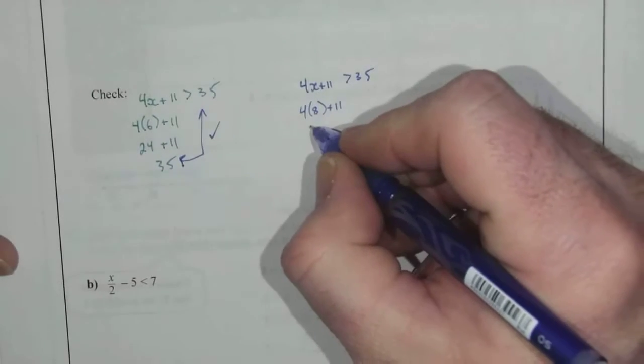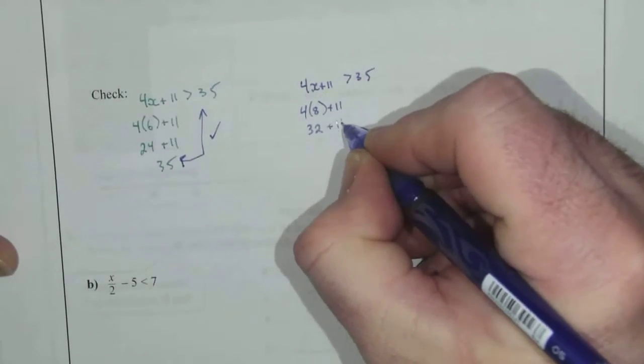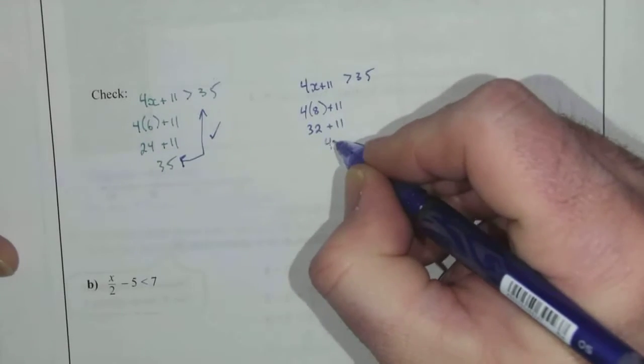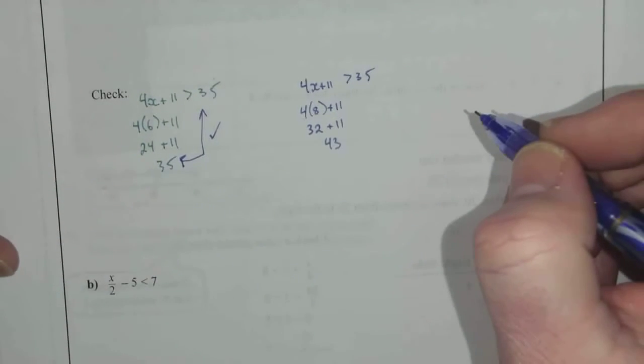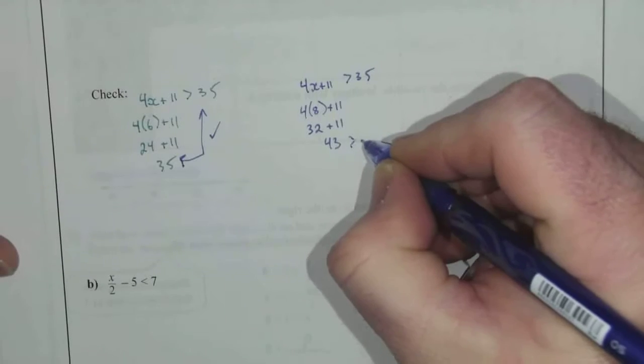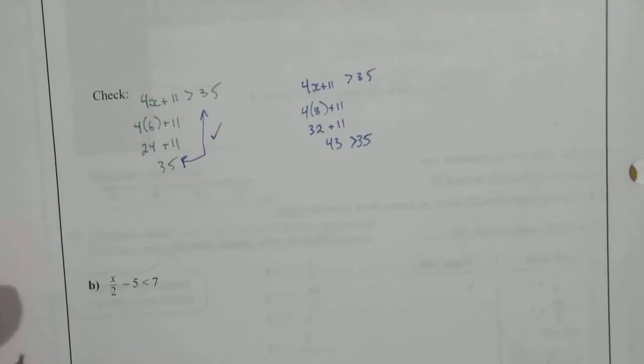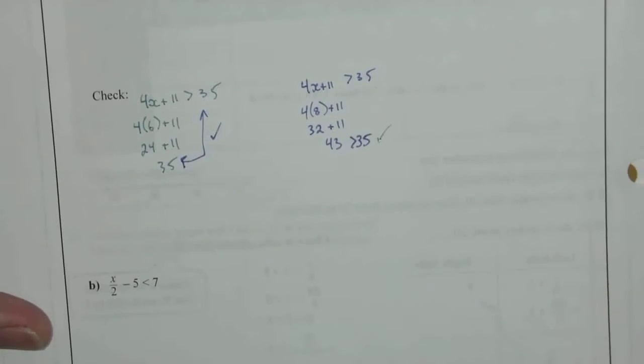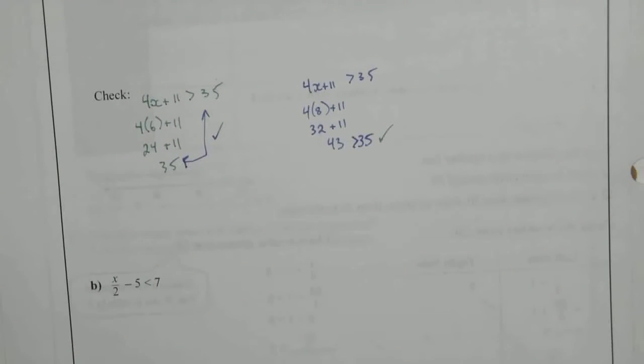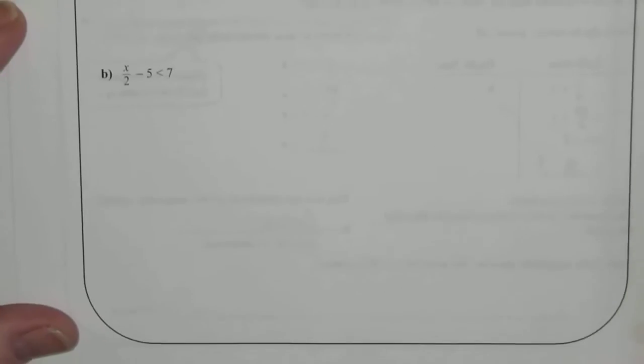4 times 8 is 32. So 32 plus 11 gives us 43. 43 is greater than 35. So I have confirmed that my sign is correct. So the solution is correct. And that's the process for checking it. Let's move on to part B.